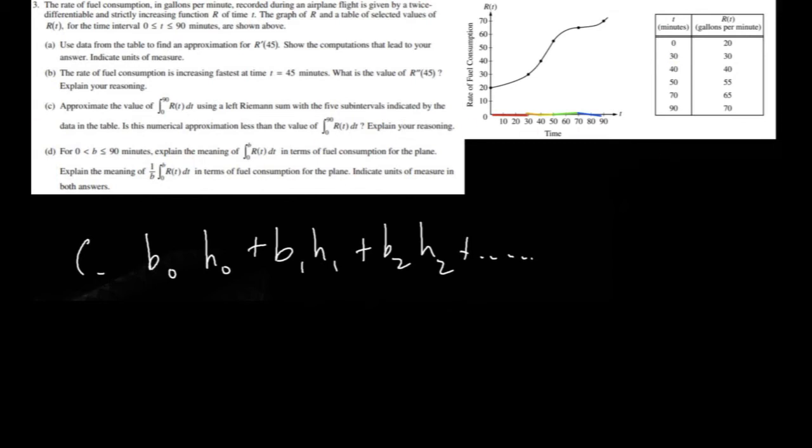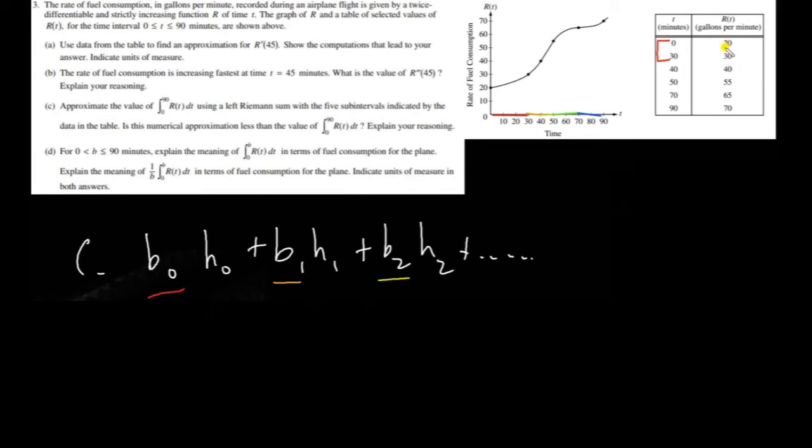So those are the values for the bases, right? B0, B1, B2, and so on. Now what about the heights? Well, that's where we have to look at whether it's a left Riemann sum or a right Riemann sum. So for the first base, we're dealing with these 2 points, right? 0 and 30. So if we're dealing with the left Riemann sum, the height is going to be the left height, this one. If we were dealing with the right Riemann sum, then the height would be the right point.